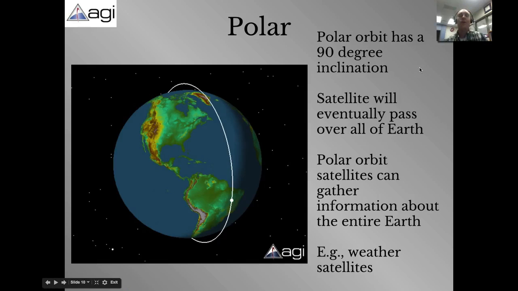So another orbit is a polar orbit. The polar orbit has a 90-degree inclination. Satellites will eventually pass over all the Earth. If it just continues to do this, as the Earth is spinning around it, it's going to be able to map the entire planet. So polar orbit satellites can gather information about the entire Earth. They are awesome for weather satellites because you have a great snapshot of everything. As long as you have enough of them, then you can get snapshots all over the Earth.